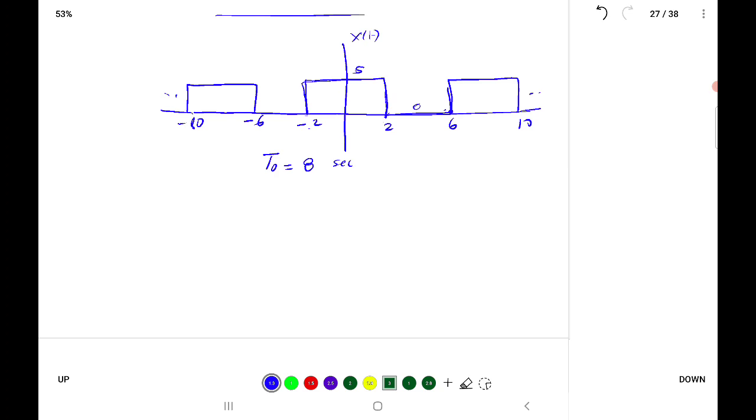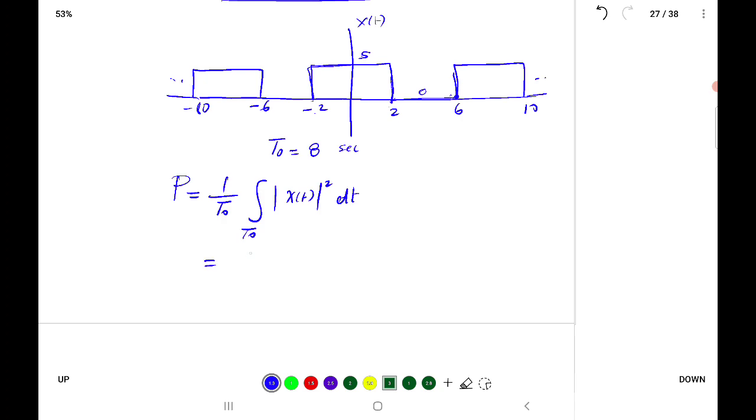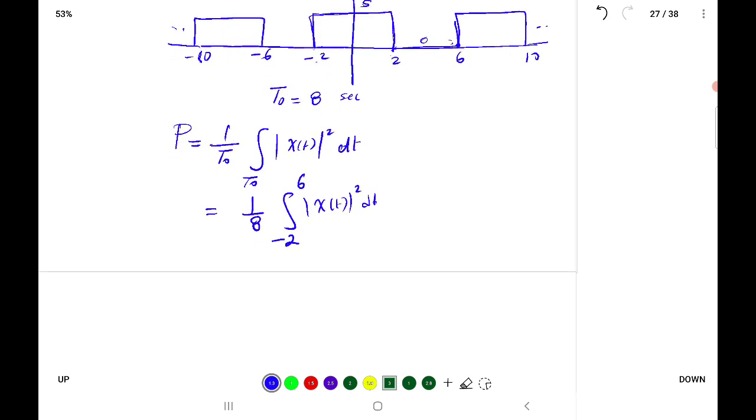All right. So for periodic, the average power for a periodic function is equal to 1 over T0, the integration over the period of the signal squared. Well, in this case, 1 over 8, and the integration over one period, you can say from -2 up to 6, that's the whole period, right? From -2 to 6, and x of t squared dt.